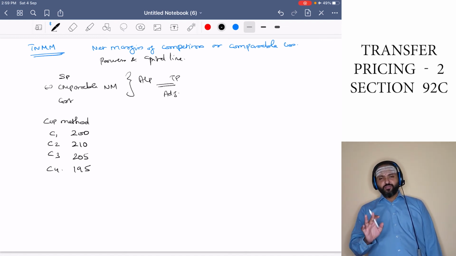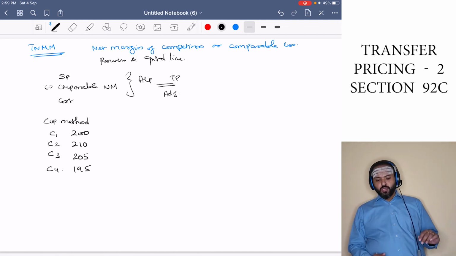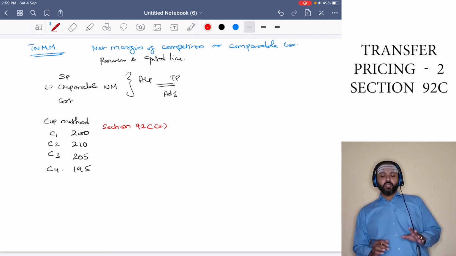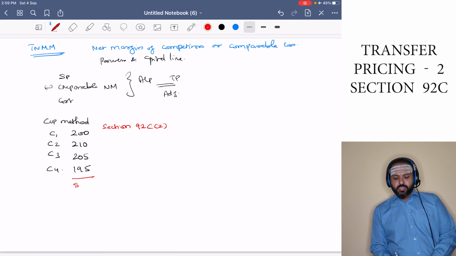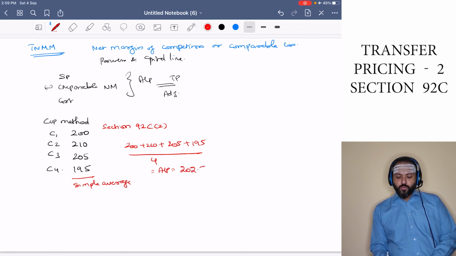Okay, so now I have four prices. Which price will I choose? For this, there is a section called section 92C2. What does this tell? It asks you to take the simple average. So how will I take the simple average? 200 plus 210 plus 205 plus 195 divided by 4. Therefore, the arm's length price will be 202.5.